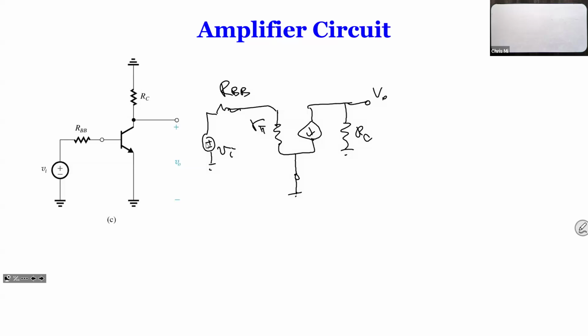So from here, the only thing that we need to mark out is the current, which is gm times VBE. And now, of course, in order to get that, we need to find out the VBE.